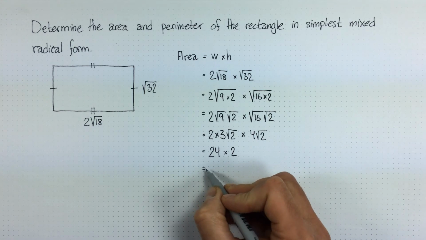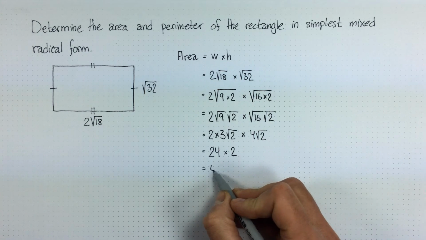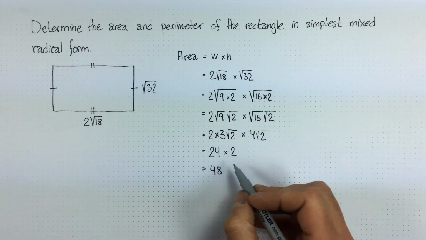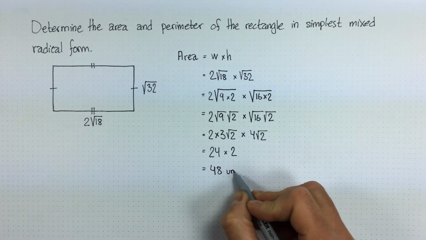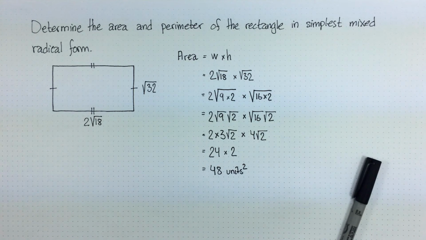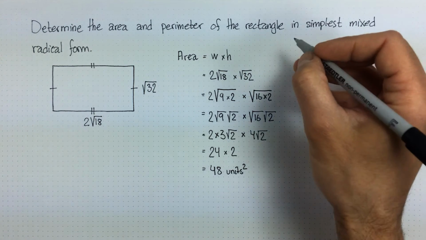And in the final step, we just multiply these together. We get 48. And this is the area. We are not given any units, so we would just write units squared. And that will be our final answer here. Now let's have a look at the perimeter.